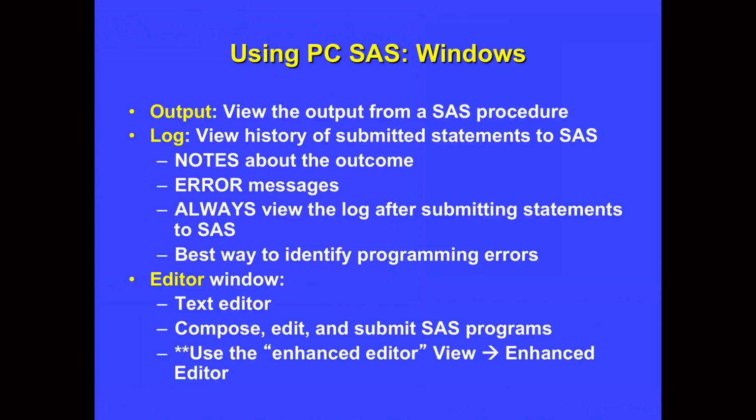So the output window is essentially just as you might expect. This is where the results from your analyses or from procedures that you ask SAS to run are sent to. When you want to actually see the results of a linear regression, you will click on the Output tab and look at the output window and scroll through, and that's where your results from that regression will be.